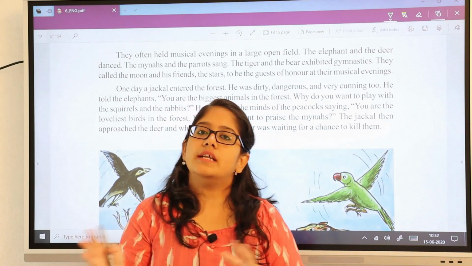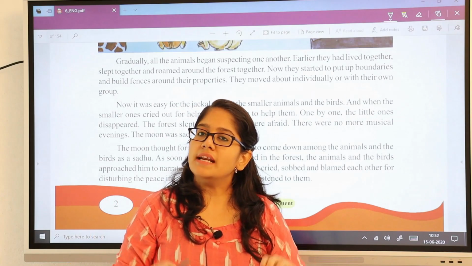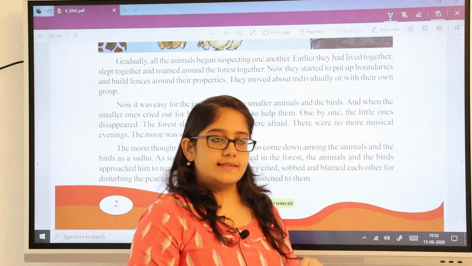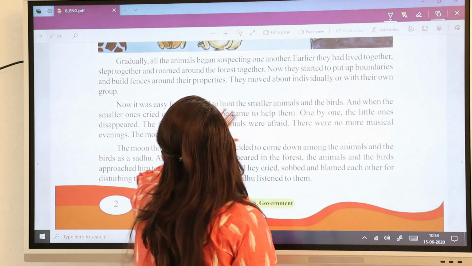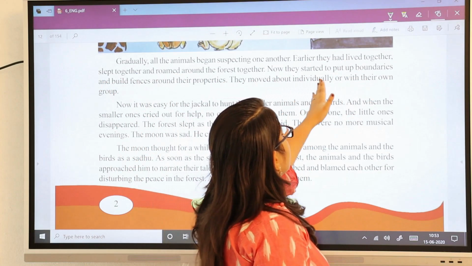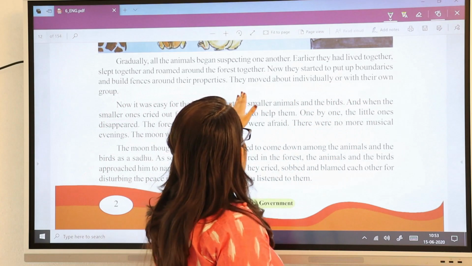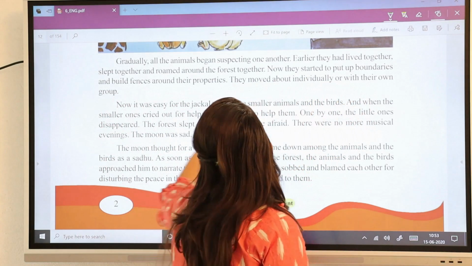They started doubting each other. There was no mutual understanding. There was no harmony between the animals. Earlier they had lived together, slept together and roamed around in the forest together. Now they started to put up boundaries and build fences around their properties. They moved about individually or with their own group.